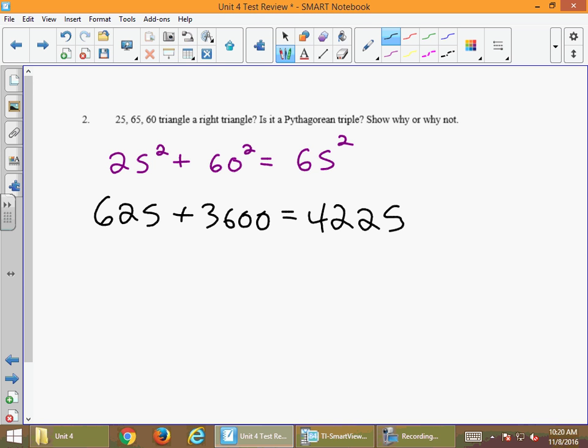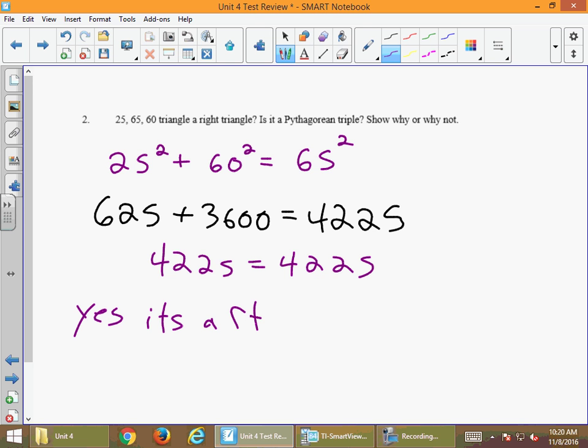All right, well, let's add these two together. Can someone tell me what's 625 and 3,600? Add them together. So 4,225 is equal to 4,225. Are those equal? Yes, since they're equal, guess what? It is a right triangle. So I can say, yes, it's a right triangle, because both sides are equal on this.